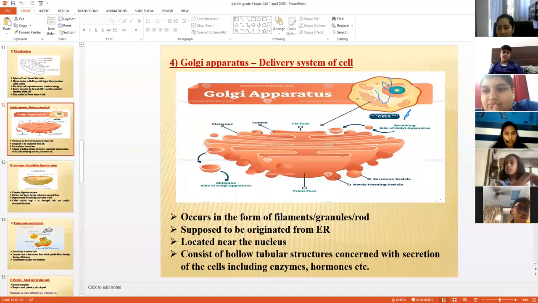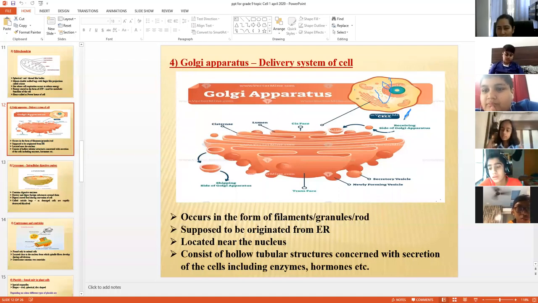Can anyone share this PPT on the group? You want the PPT, but I guess you know everything. What you can do is we have sent a snapshot of the chapter. You can go through it. Whatever I've written here, I've taken it from the chapter itself.